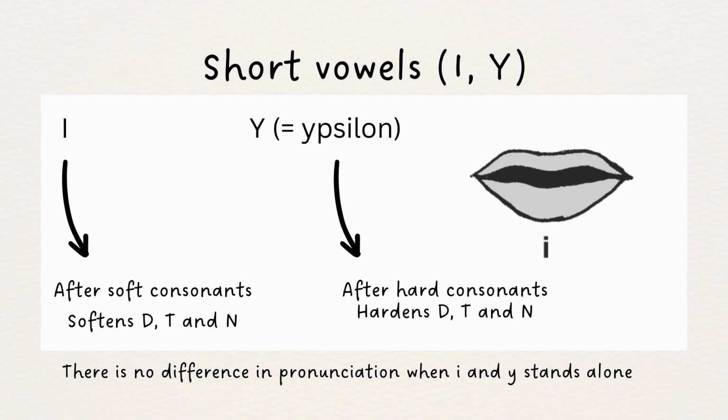Also, we use I and Y after consonants depending on whether they are soft or hard. I is for the soft ones and Y is for the hard ones. But we are going to learn more about consonants in the next lesson of this series, so if you don't remember it yet, don't worry, you'll learn it next time. Try to say I, Y. See, there's no difference when the vowels stand alone. In the past, more than 400 years ago, there was a difference, but it disappeared over time.